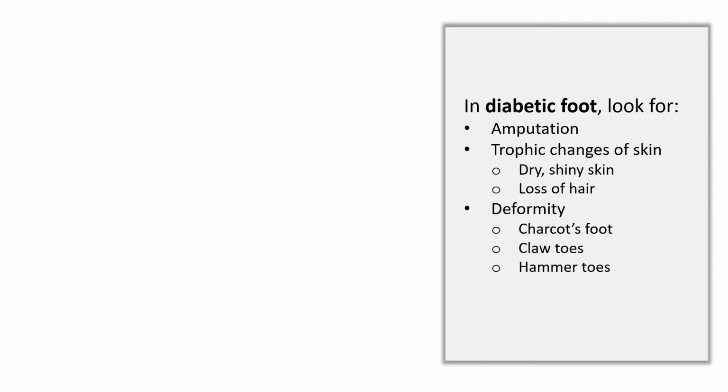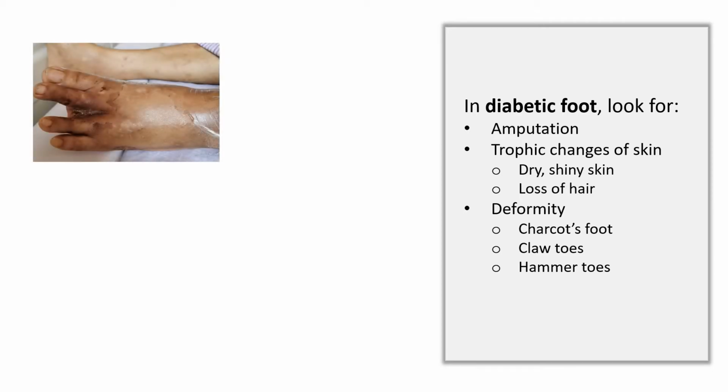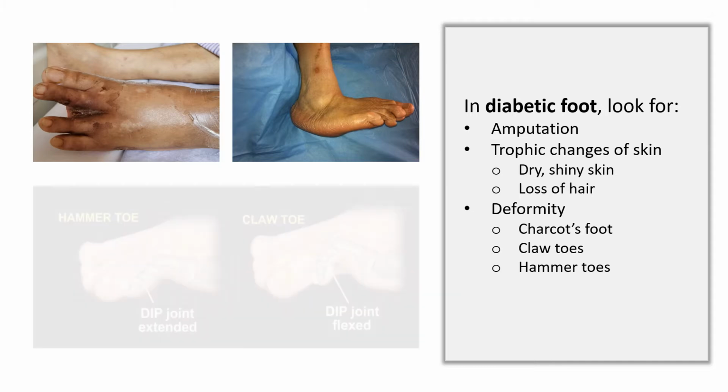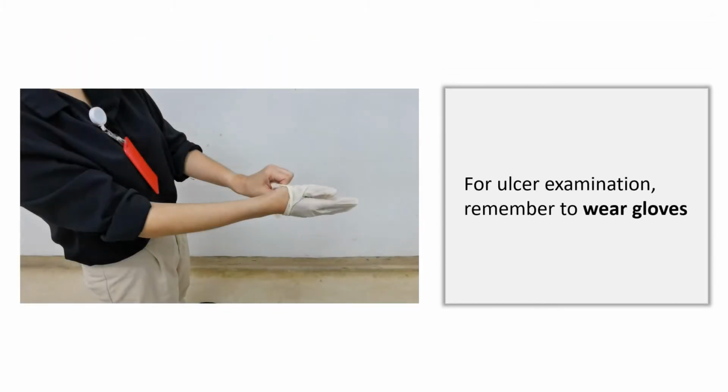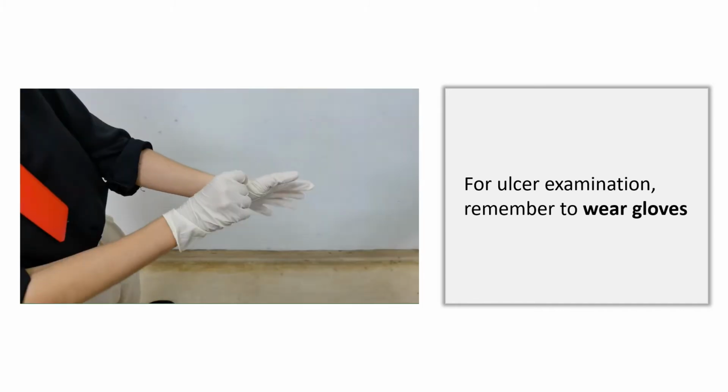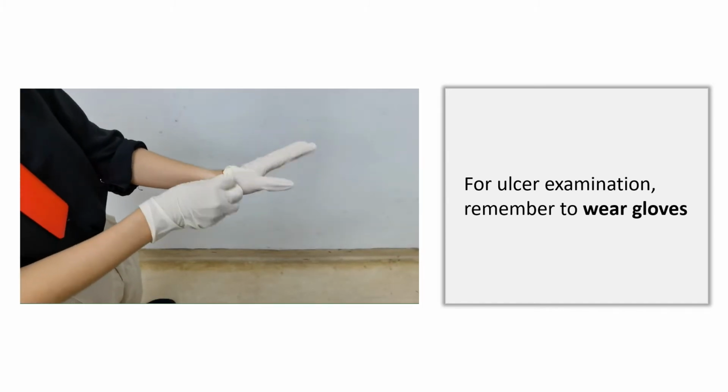Apart from the ulcer in diabetic foot, also look for amputation, trophic changes of the skin like dry, shiny skin or loss of hair, and deformity like Charcot's foot, claw toes, and hammer toes. For ulcer examination, remember to wear gloves.